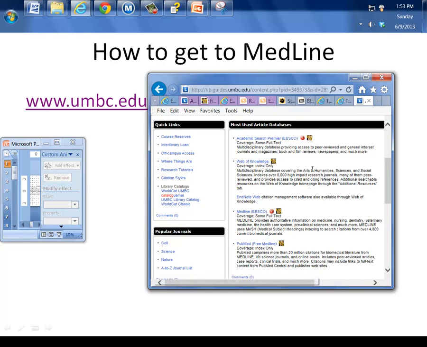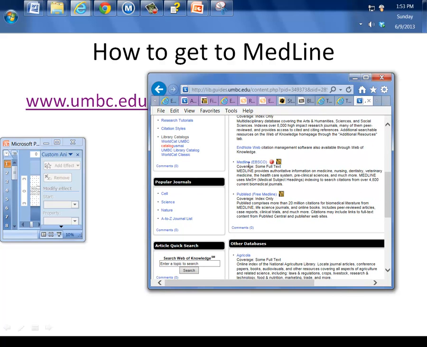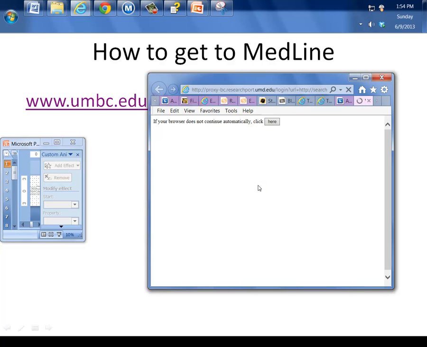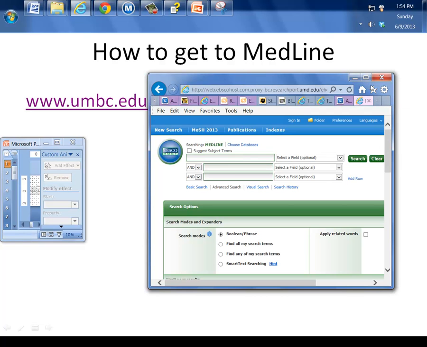So here's that Academic Search Premier I was telling you about. But we want to use MEDLINE because that's going to give us access to the most medical journals. The other one, Web of Knowledge, you can find articles on plants and ecology, but you will not find the hardcore medical journals, which is what we're going to be using. So go ahead and click on MEDLINE. Okay, and here we go.